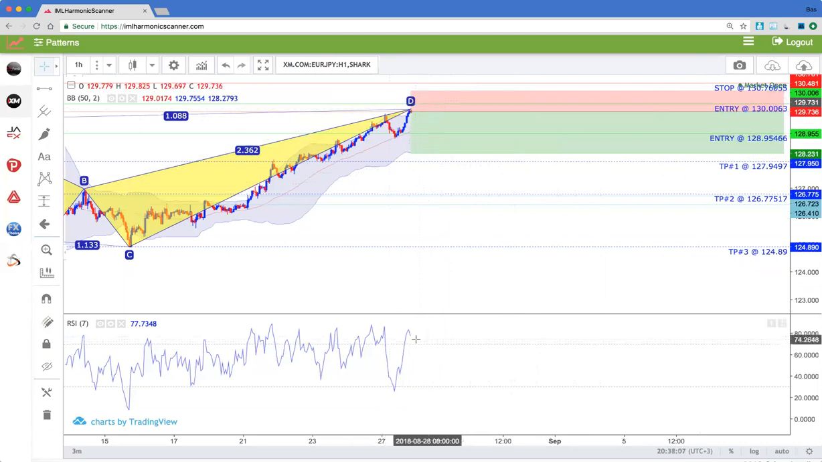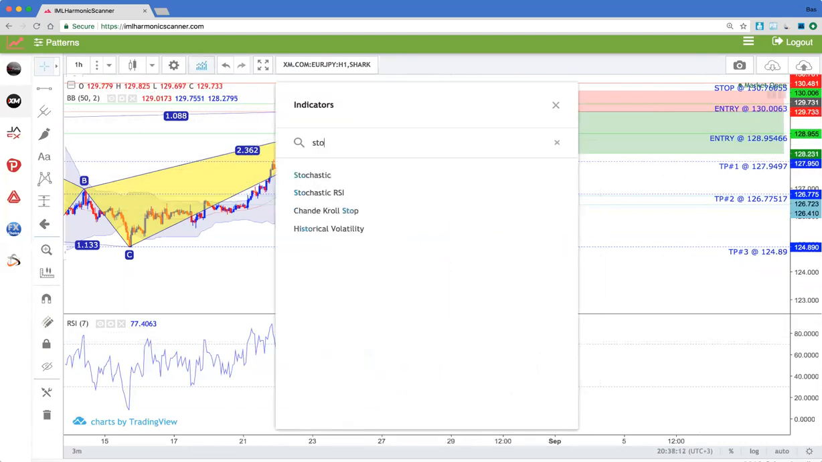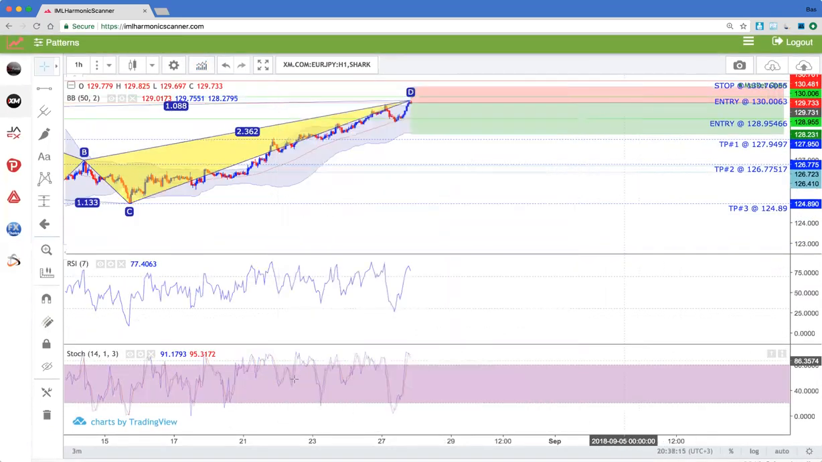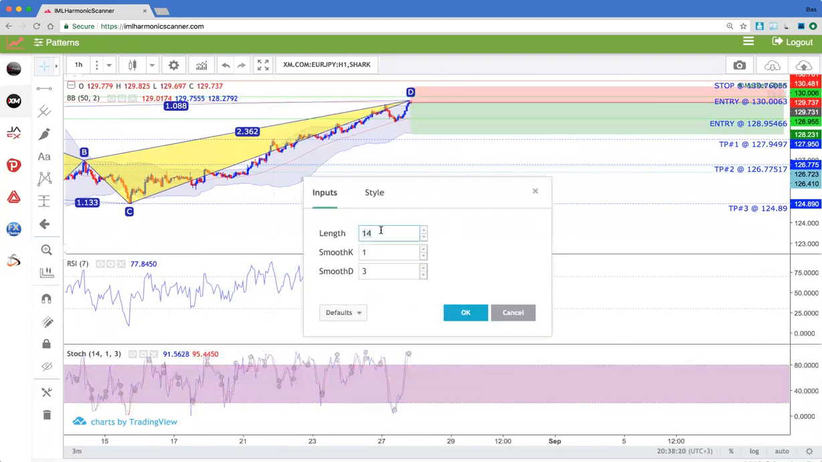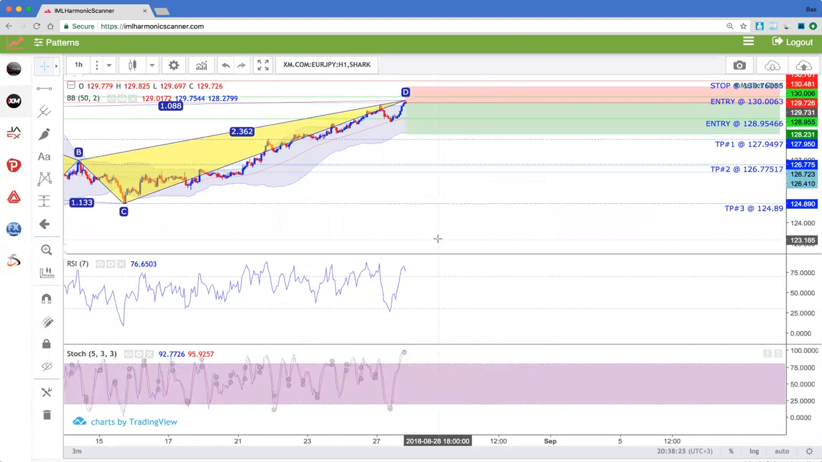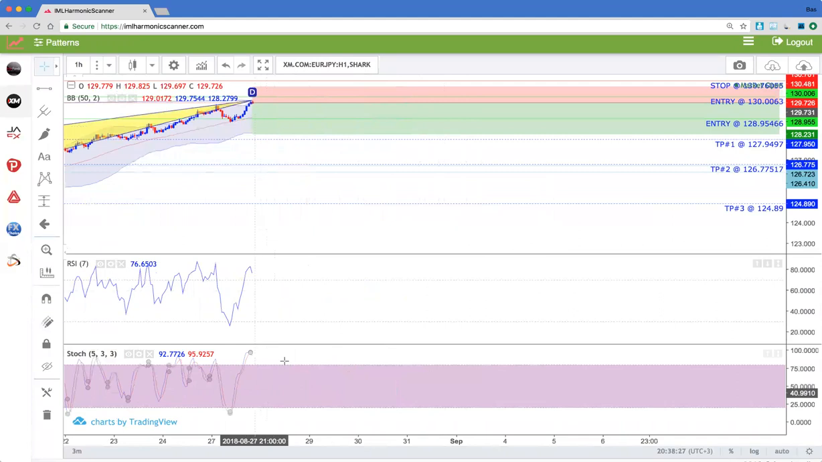So this one is with RSI, and what I will do is I will add one extra, which I really like. I really like to use Stochastic as well. So for Stochastic, I'm changing the levels a little bit. I'm mostly using 5-3-3. Of course this is a little bit bigger trade, so I need to zoom in.